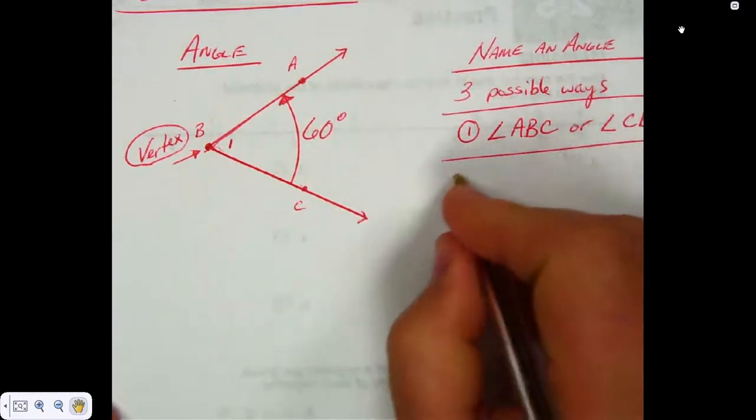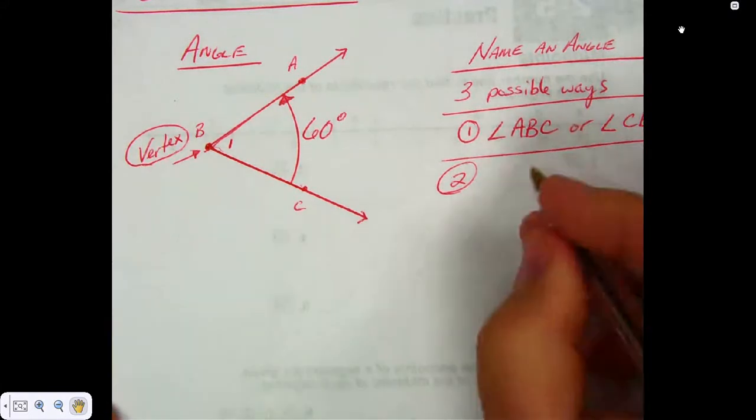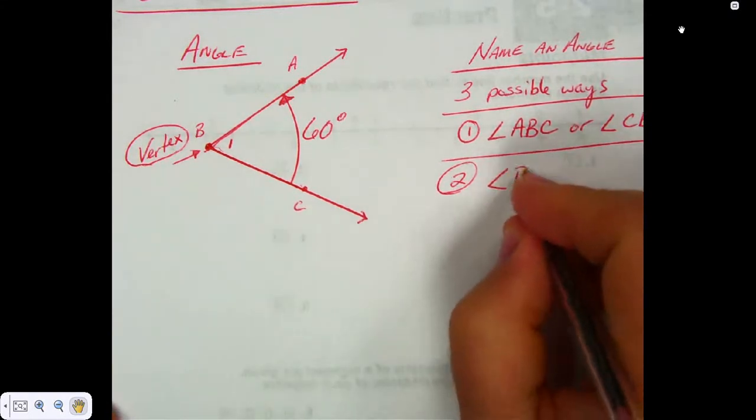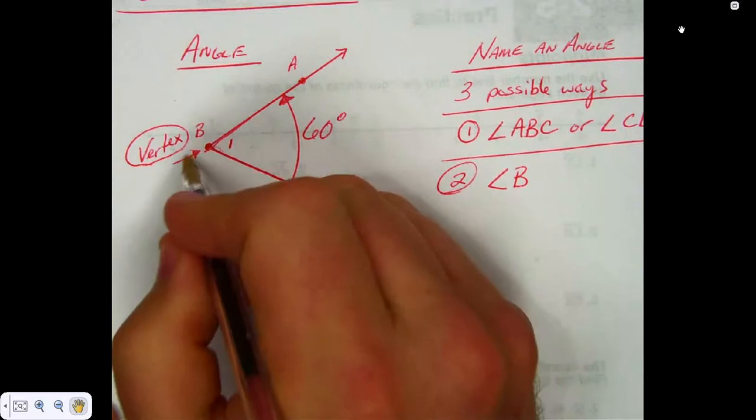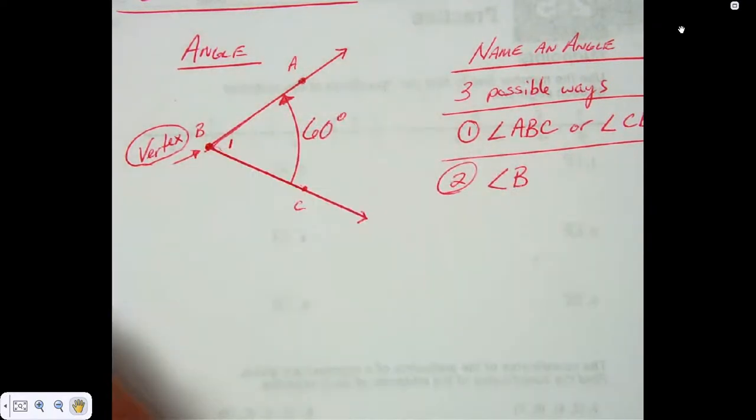In this case, there's actually another way. You could just name this angle B, using its vertex. However, I caution you on this. You can't always do that. The reason you can here is, if I said angle B, would you wonder which angle I was talking about? You wouldn't, would you?